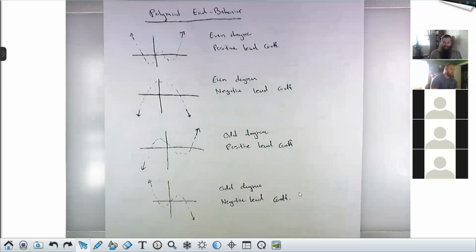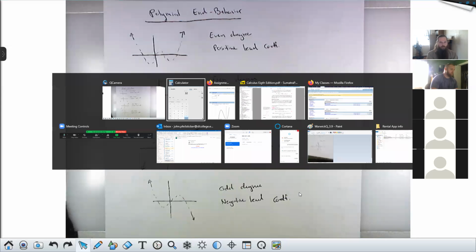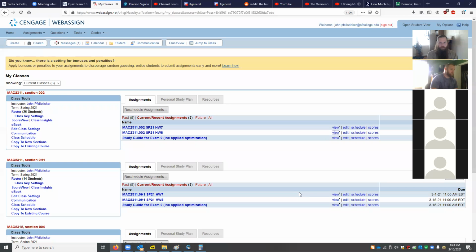The main idea here is that for very, very large values of x, it's just the lead term, the highest power term, that really determines the shape of the function. So near zero, the other terms matter, but very, very far away from zero, the other terms don't matter. And I can show you in Desmos kind of what I mean.